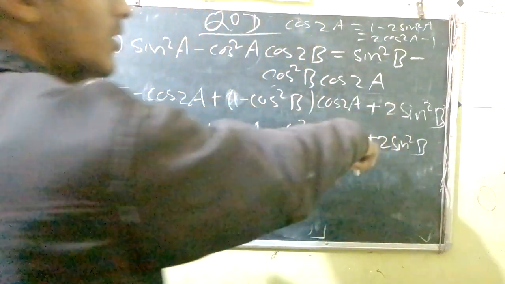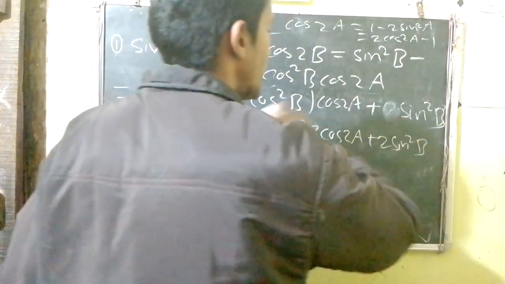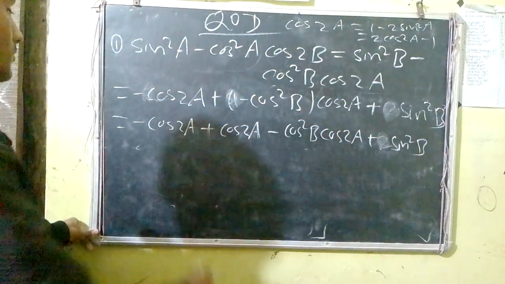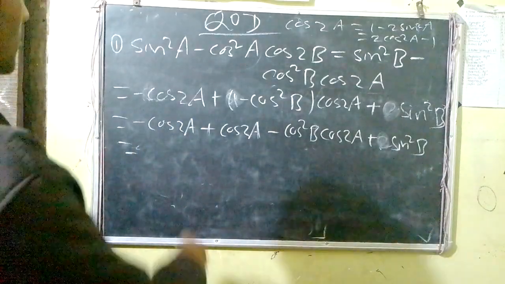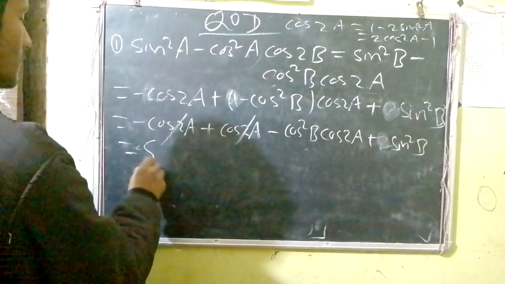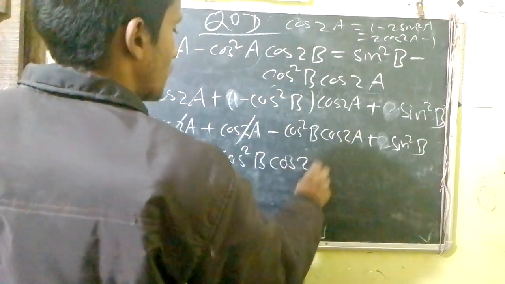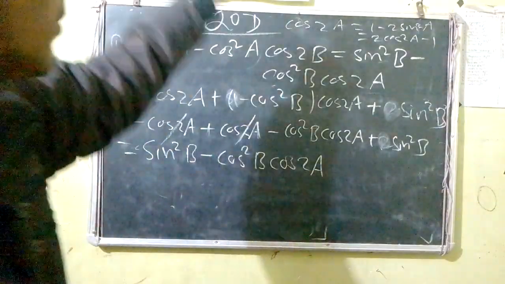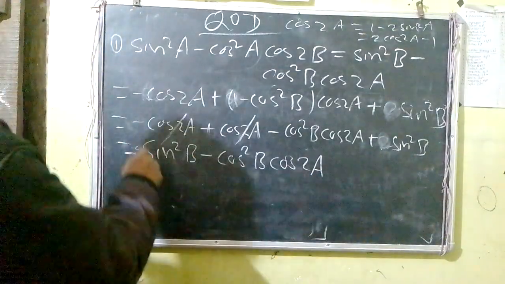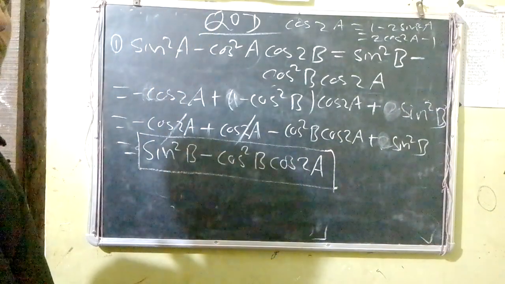Do you think there should be 2 there? I don't think so, because when you multiply it through by half, the 2 should have disappeared. I magically wrote 2. So minus cosine 2a, this disappears. We can have sine square b there, sine square b minus cosine square b cosine 2a. This is the thing that we wanted to prove. You can match it there. So we have our end goal proven.